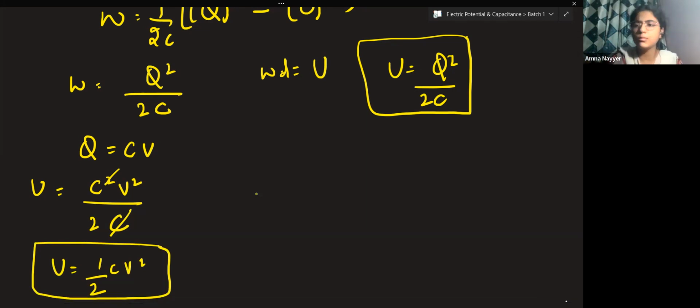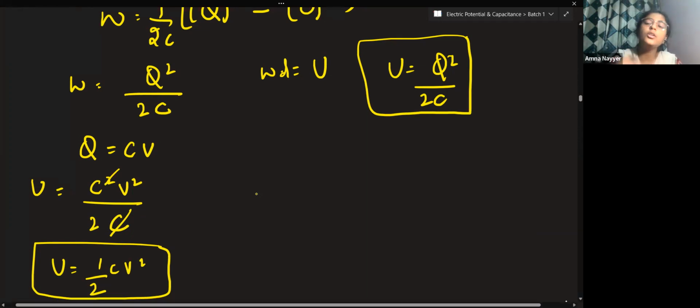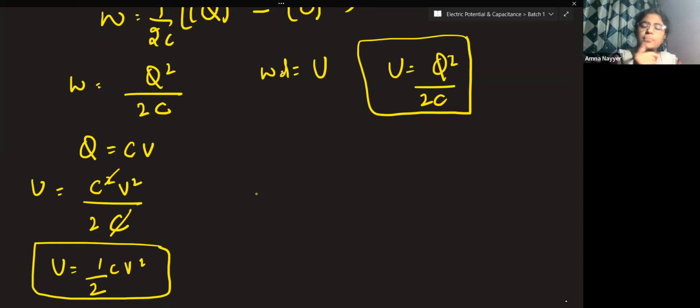In the next class, most probably, we will be studying circuits where capacitors are connected in series and in parallel. There you will be asked to calculate the energy of a specific capacitor. So half CV square is mostly used because we are aware of the potential and the capacitance. Now this is in terms of CV. What if we have to write it in terms of Q and V?